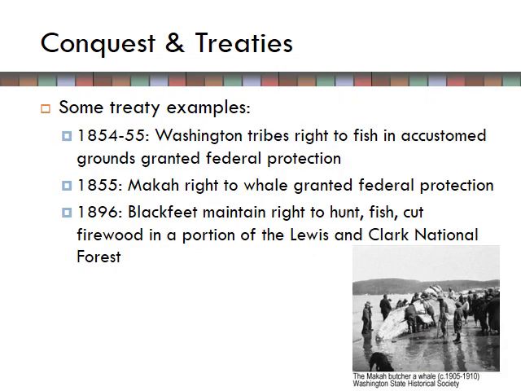The following is an example of some treaty rights that are upheld today, just to give you a taste for the variety there is. Between 1854 and 55, tribes in Washington were granted protection of the right to fish for salmon in their accustomed fishing grounds, even if these were off-reservation. In 1855, the Makah, also a tribe in Washington, signed the Treaty of Neah Bay, in which they ceded 300,000 acres of their tribal lands and were granted in exchange the federal government's protection of their right to whale. In 1896, the Blackfeet in Montana maintained the right to hunt, fish, and cut firewood in a portion of the Lewis and Clark National Forest, and the right to use the forest for spiritual purposes.